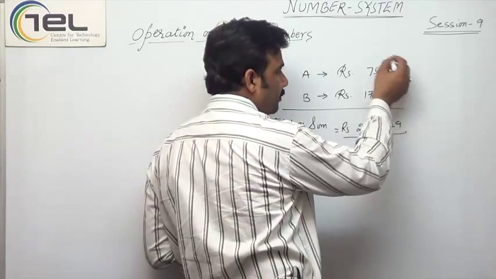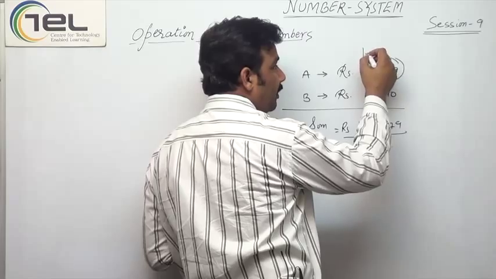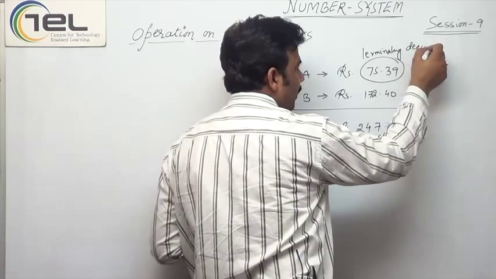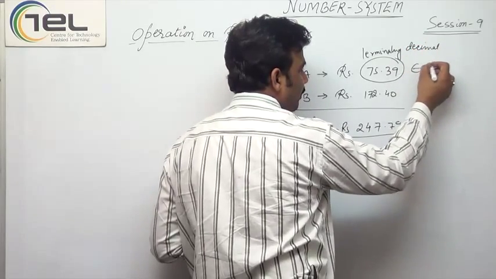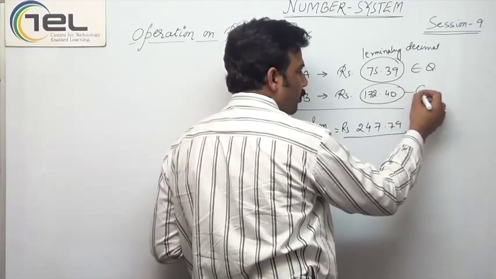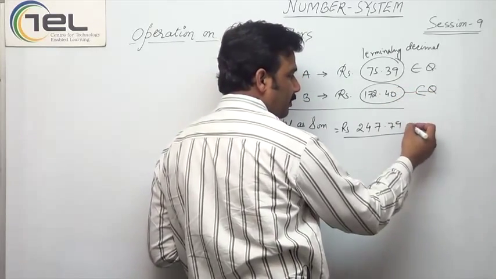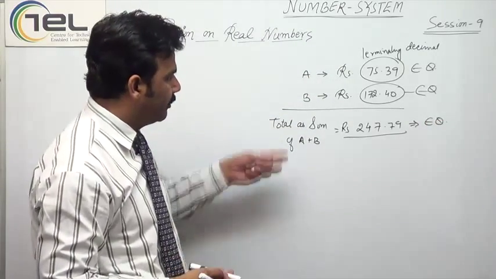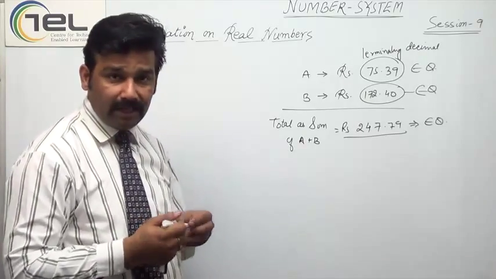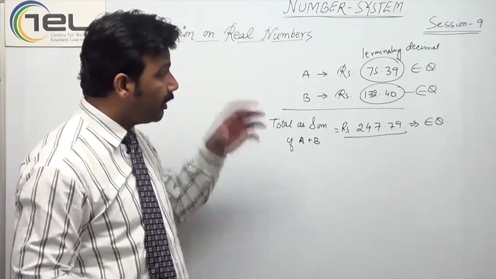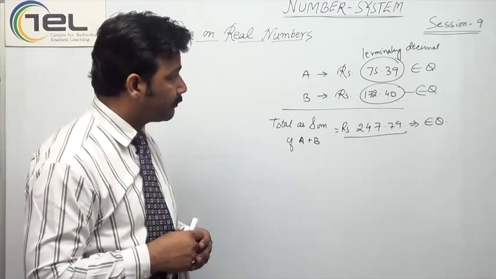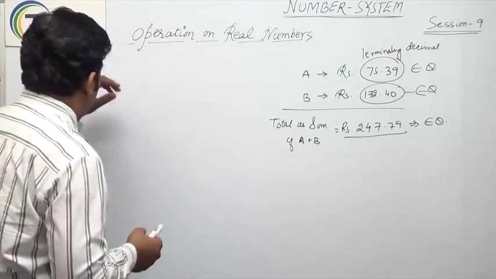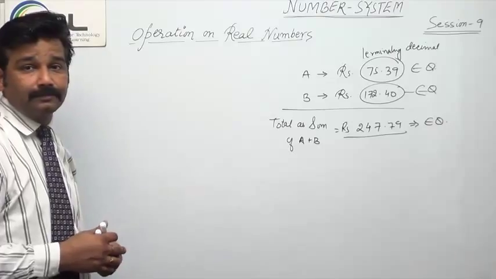Here, what is this number? This number is a terminating decimal, and a terminating decimal is a rational number. The same is this one, and the same is this. This is also a rational number. That means without knowing about rational numbers, I am doing an operation on them. What? I am adding them. I am adding these rational numbers.